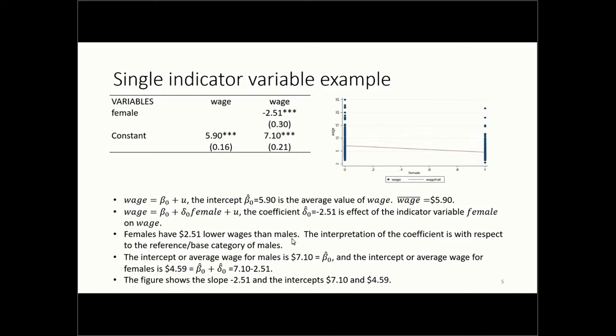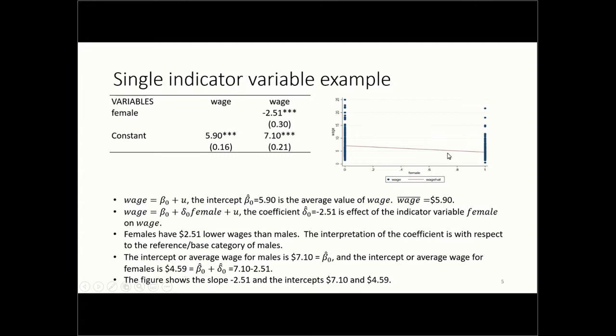And then whom is the category, the base or reference category that is not included in the model. So now the intercept here is actually the average wage for males, which is $7.10. So how will we get the average wage or the intercept for females is we need to collect this coefficient plus the coefficient on female, which happened to be minus 2.51. So this coefficient plus this coefficient would be equal to 4.59. And this is actually the $4.59 is the average wage for females.